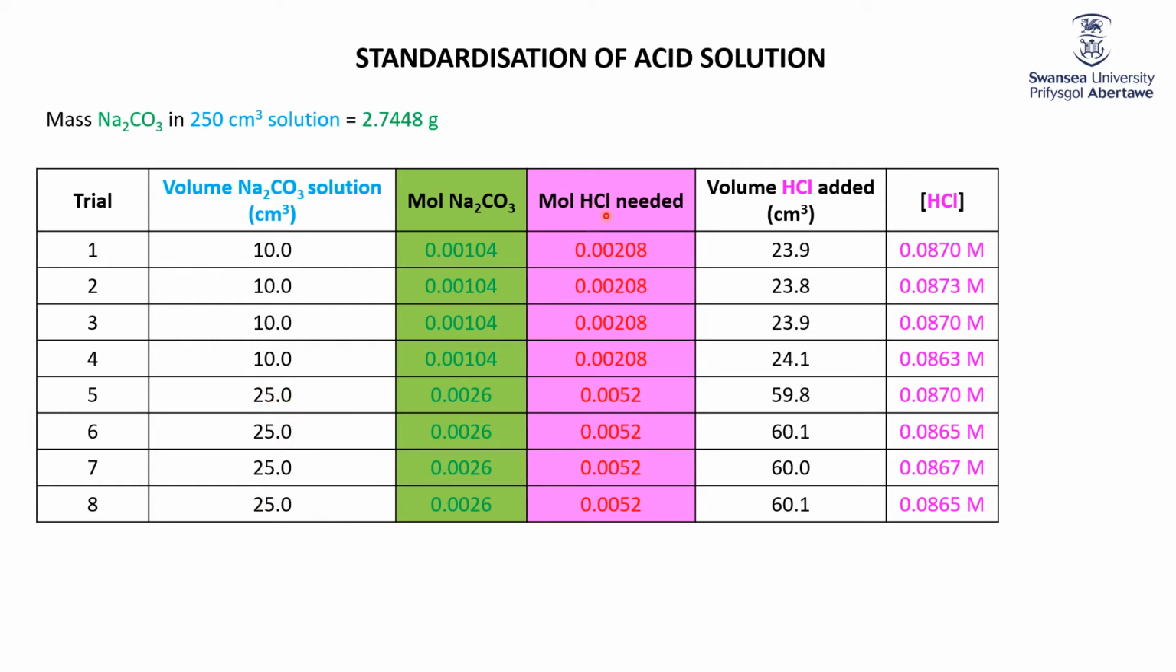Moles of HCl is always going to be twice the moles of the sodium carbonate, so you can see the first 4 the same and the second 4 the same. The volume of HCl added was what I gave you, so you got around 24 cubic centimeters for the first set and then about 60 for the second set, and just doing the calculation to get the concentration of HCl from each of those. There are the values, check them yourselves as you see fit, and we're going to average those out, 0.0868 molar, because none of these really was out of whack at all.